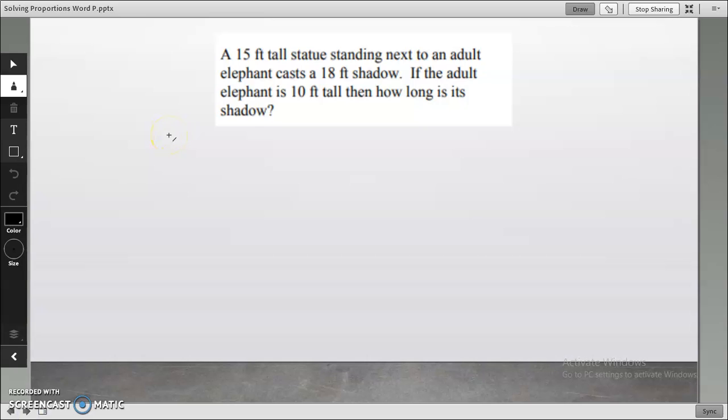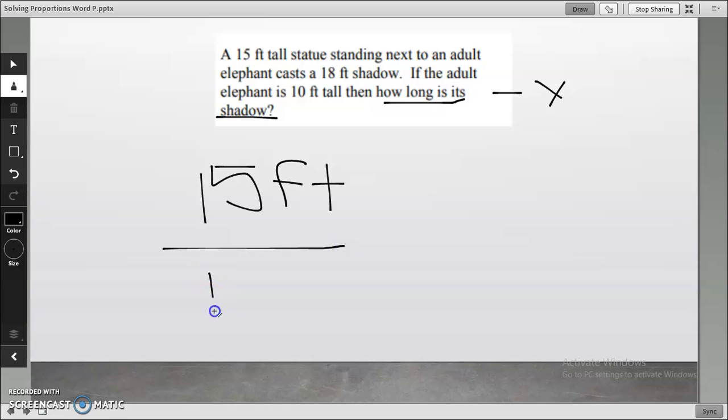All right. It says a 15-foot tall statue standing next to an adult elephant casts an 18-foot shadow. If the adult elephant is 10 feet tall, how long is its shadow? Okay, so I got a statue and I got an elephant, right? And I want to know how long is the shadow of the elephant, right? So that's going to be my x. That's what I'm looking for. So let's put in everything we know about the statue. We know that it's 15 foot tall. This is on one side. And the shadow is 18 feet. So this is my height, my shadow, and this is for the statue. So everything is on one side, right?